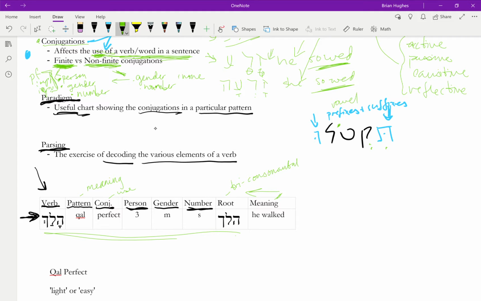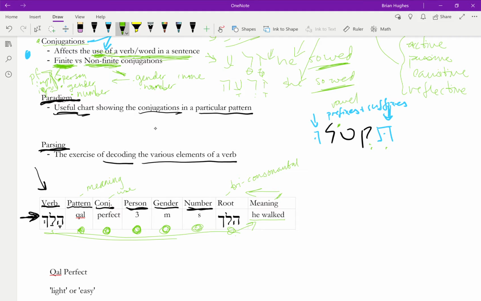So halakh, you learned as a vocab word in lesson 5. In the Qal, it's this basic active sense. Perfect is completed action in the past. We'll learn about that in just a moment. Third person is he, she, or they. Masculine is he or they. Singular is he. With this root, that gets me this: he walked. So I add that one in.